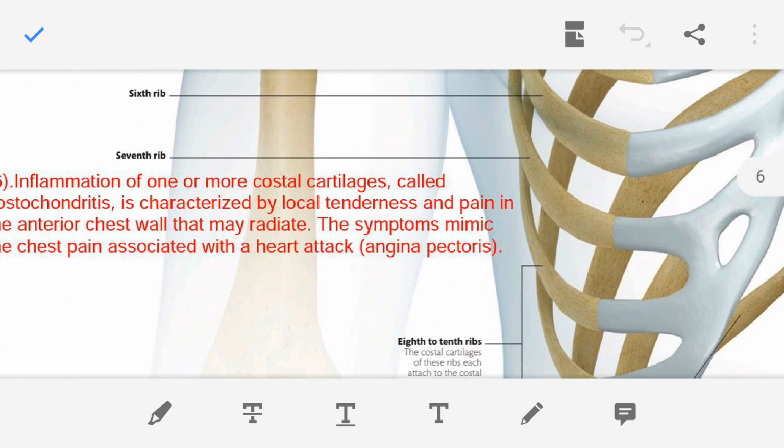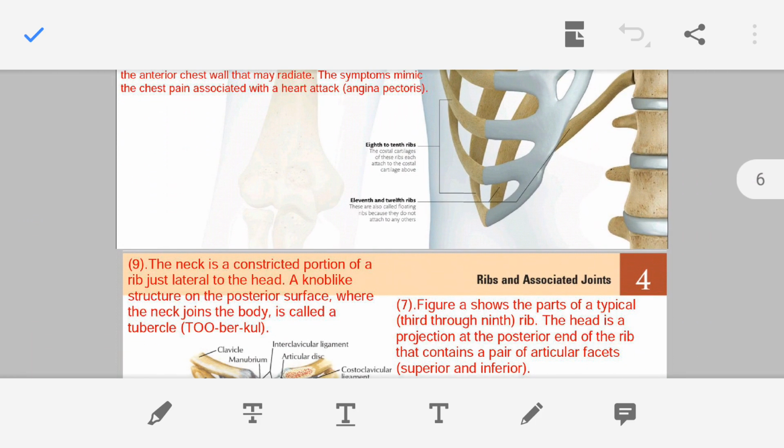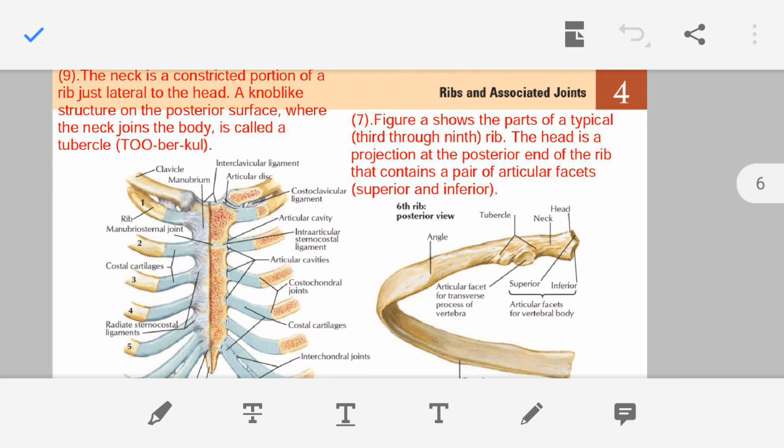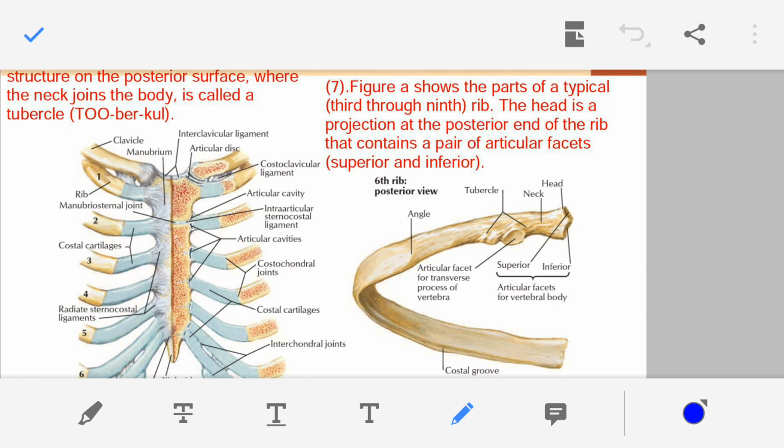Okay, so you can go through this point. This is point number 6. Now moving on to the 7th point. Okay, this is the 7th point. Now in this point, the parts of the typical rib. Now as you can see over here, the rib which is shown, this is rib number 6 that we are viewing, and this is actually the posterior view of the 6th rib.